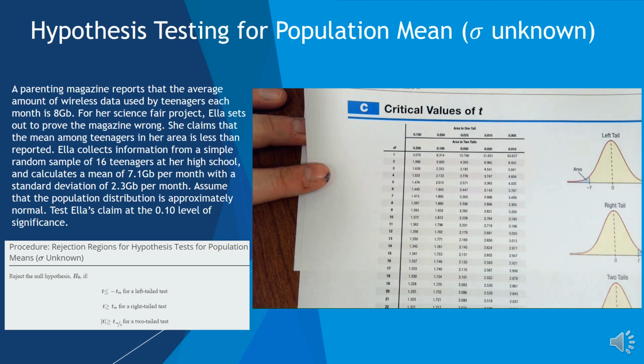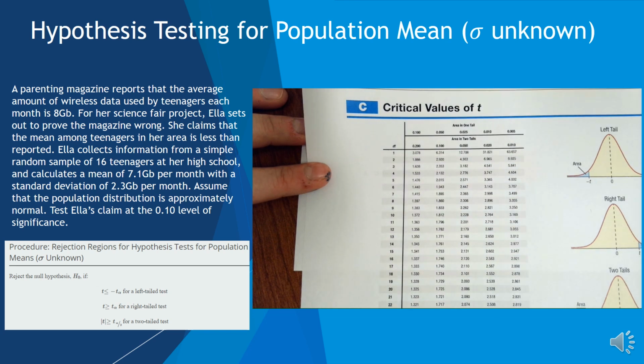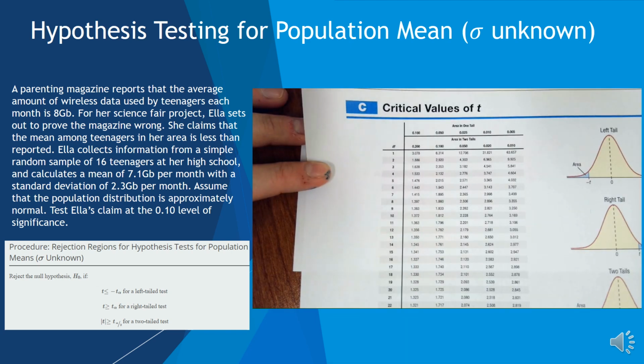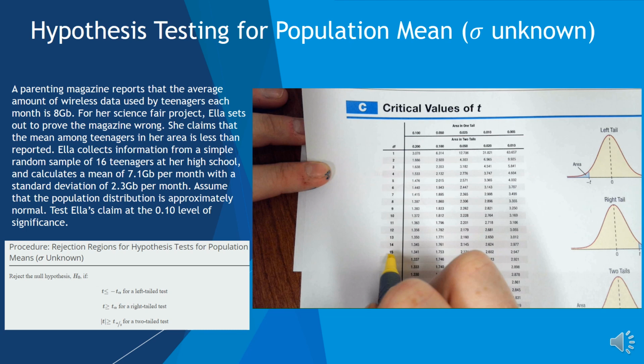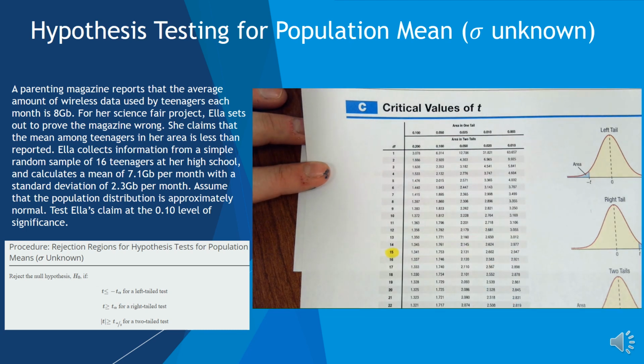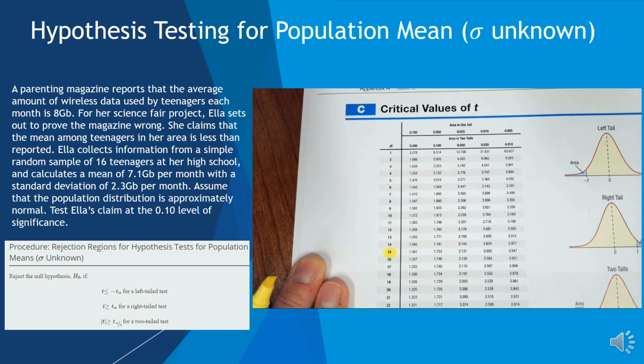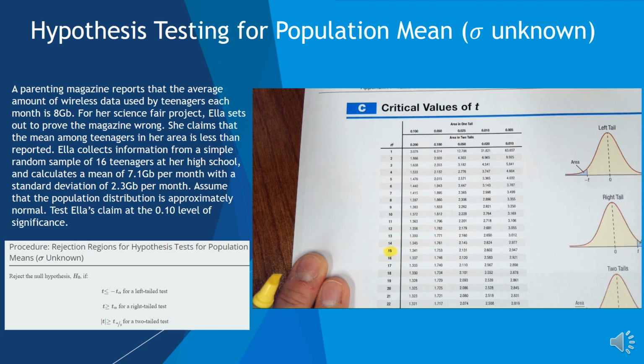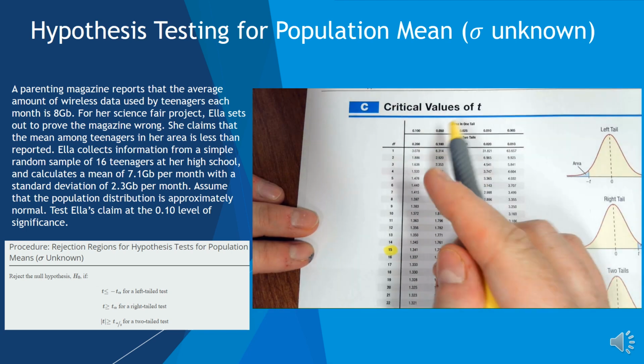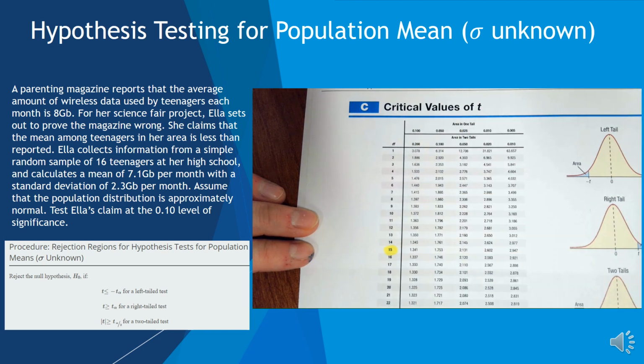All right, so our sample size was 16, so that tells us we are going to be looking at this row right here with 15 degrees of freedom. This is a left-tailed test. So let's see, area in one tail. This was a 0.10 level of significance, so that tells us that the area in the left tail is going to be 0.10. So again, we're using area in one tail.